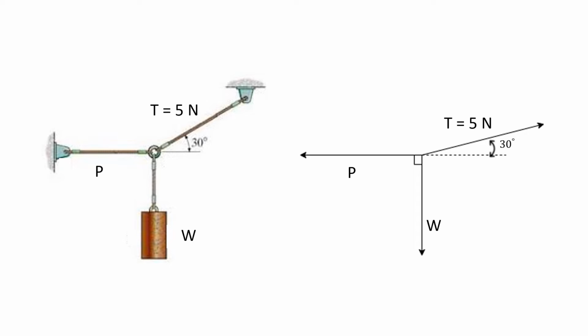So what does the diagram of the forces look like? This shows three forces acting upon this point here, which are W going downwards, P going leftwards, and T going right at an angle of 30 degrees.